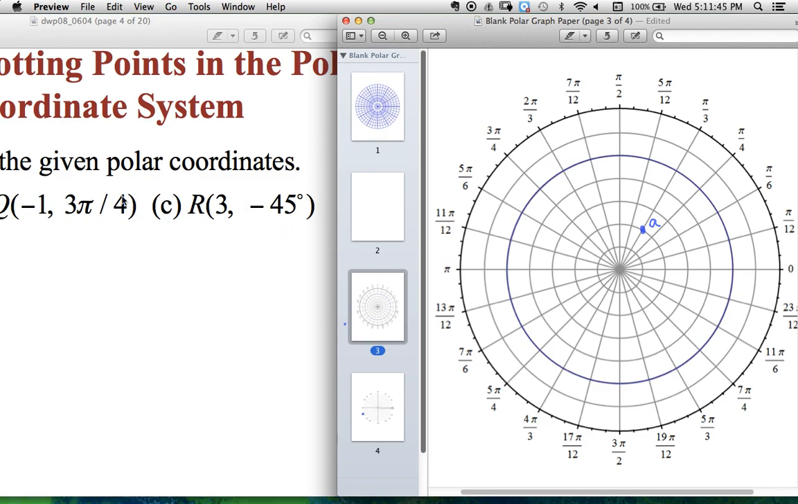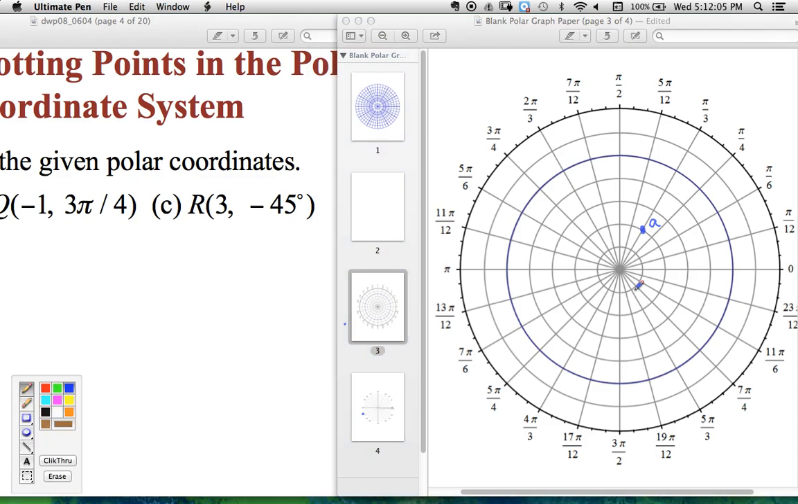All right, we're back. Let's see where this point is. I would find the 3 pi over 4 angle, and that's going to be way over here. But I have a -1 radius, so I'm going to find that angle, but instead of going along that way, I'm going to go backwards. So I'll end up here, 1 ring out in the opposite direction. There, right there. And then I'm sorry, that was Q.